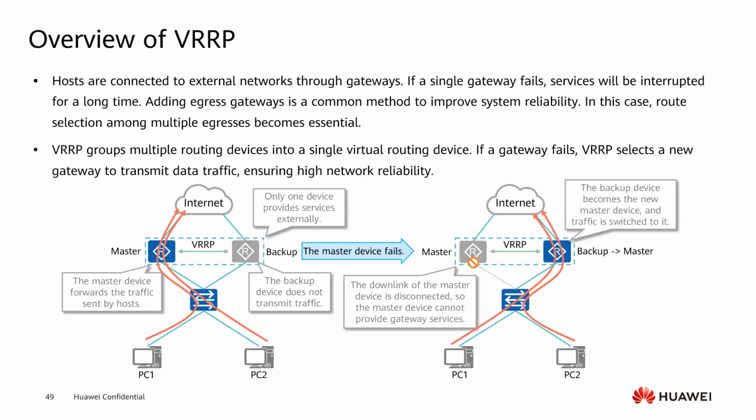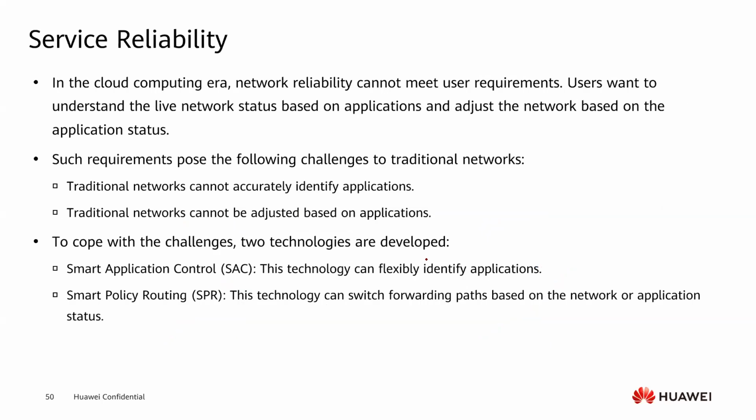About VRRP, we will just skip it, because I guess everyone knows how it works. Let's look at something different from VRRP. I have already detected the SLA, the link quality, using BFD or NQA or IP FPM. I detect whether this network is okay or not.